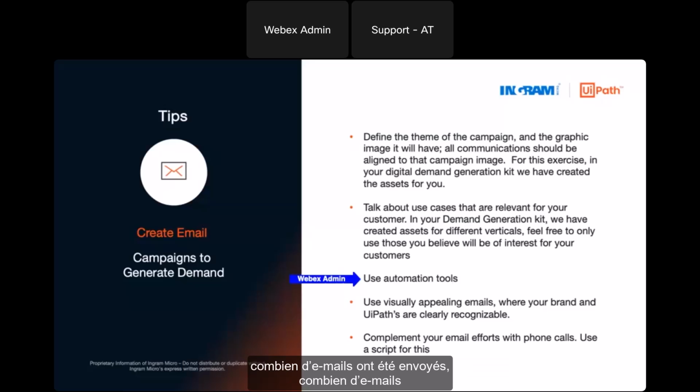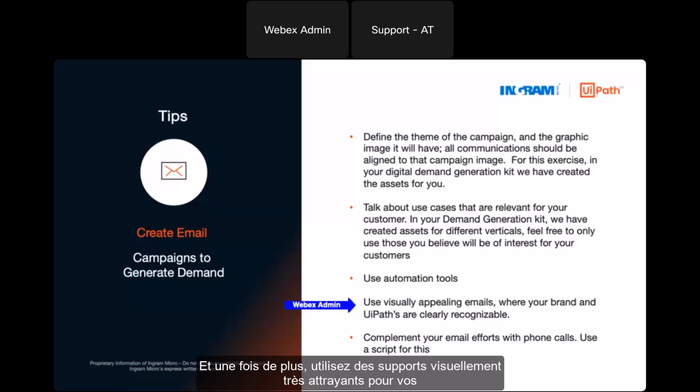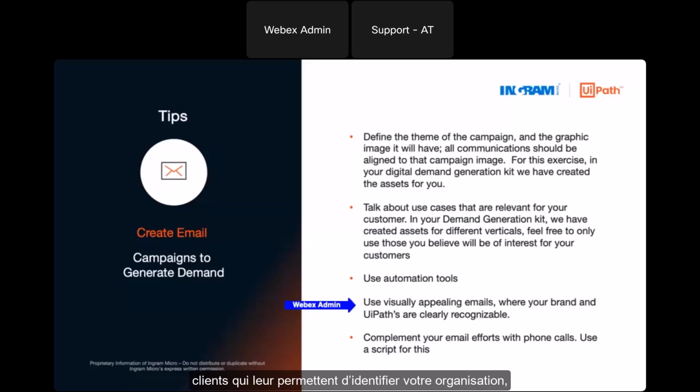How many emails were sent out, how many emails were open, how many emails were bounced, how many of our customers unsubscribe from our list. So you are going to have all that data that's going to enable you to improve your strategy around this email campaign, right? And once again, use materials that are very visually attractive to your customers and that allow them to identify your organization, your brand, and UiPath's brand as well, right?